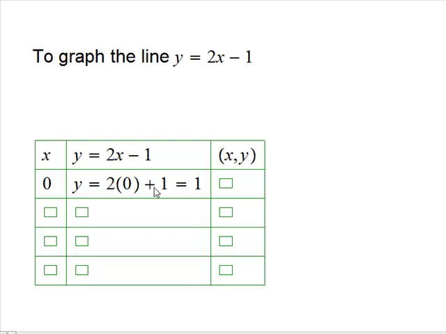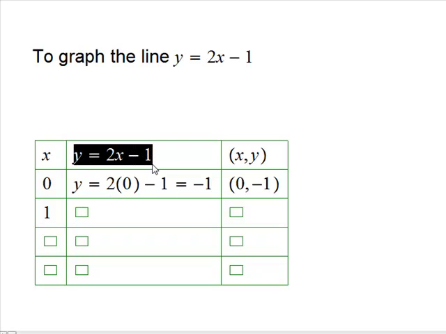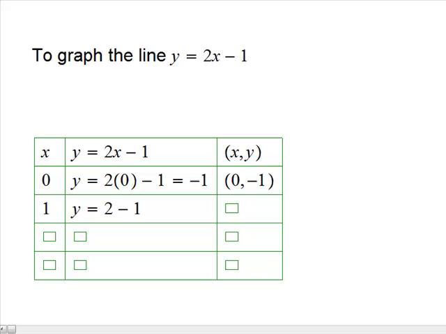So when x is 0, just a second, I made a typo. So this should be -1. So we know that (0, -1) is a point on this line. Now we'll put x equals 1, and then we have 2 times 1 is 2, and 2 minus 1 is how much? 1. This gives us (1, 1) as the coordinates of another point on the line.